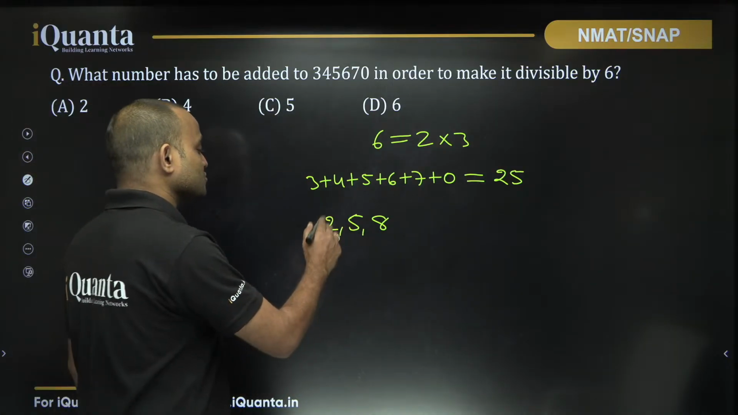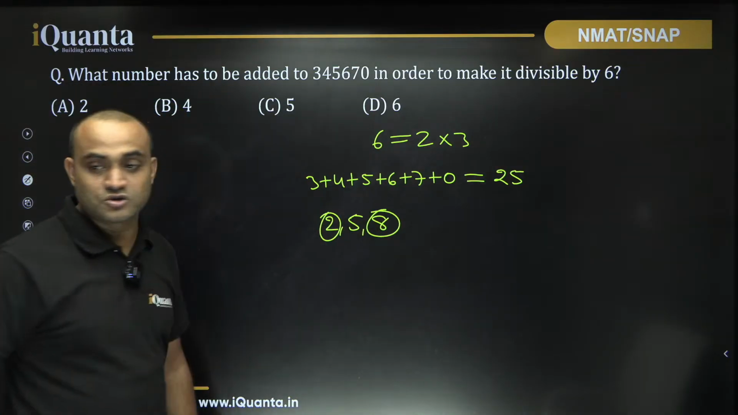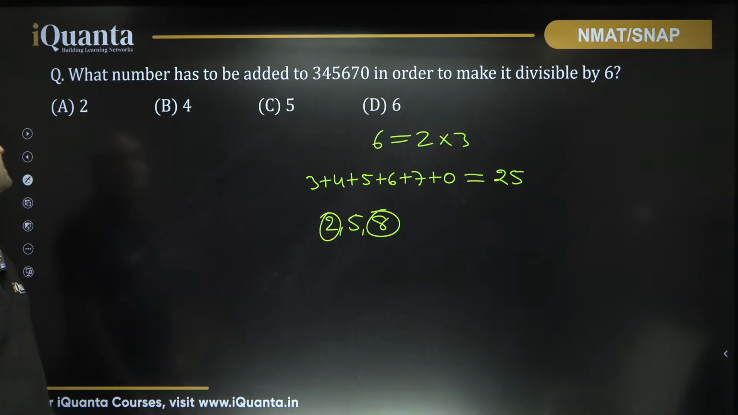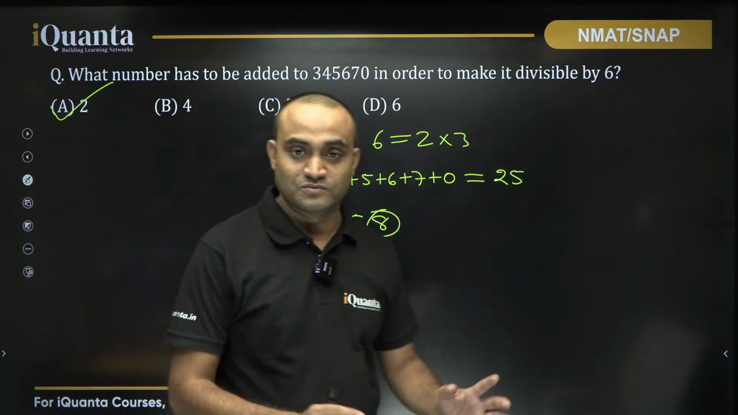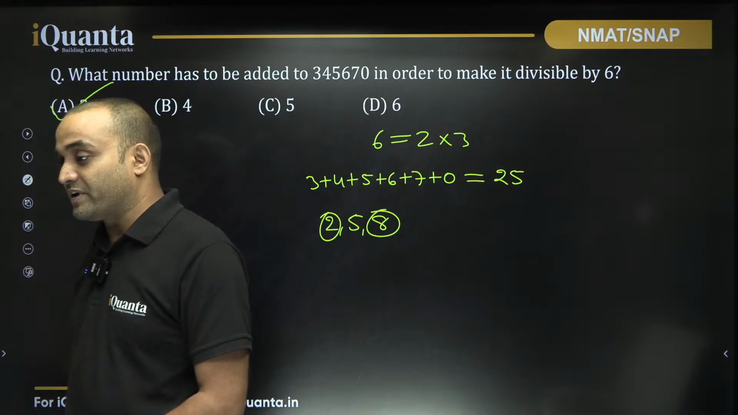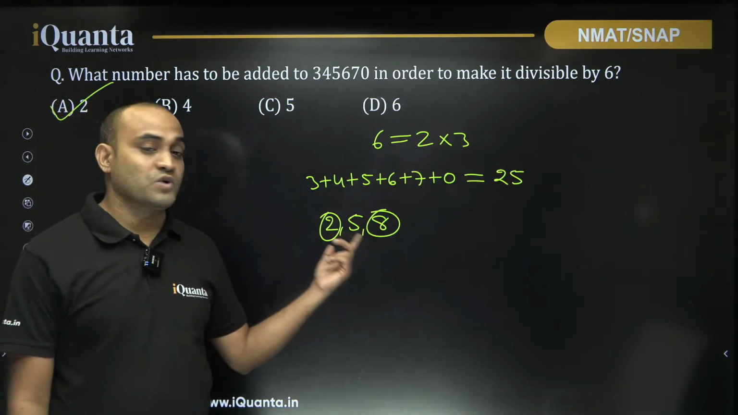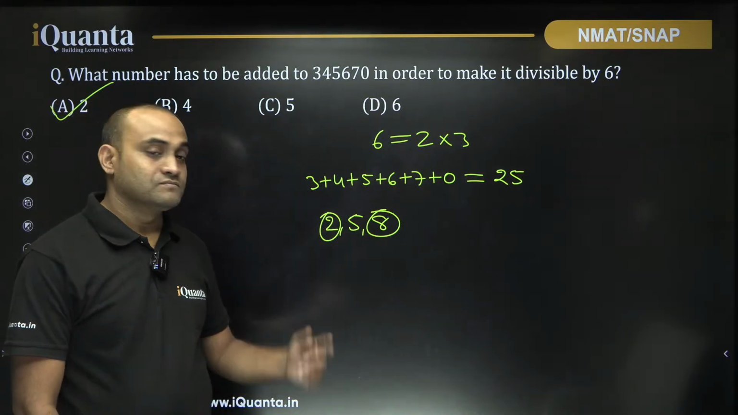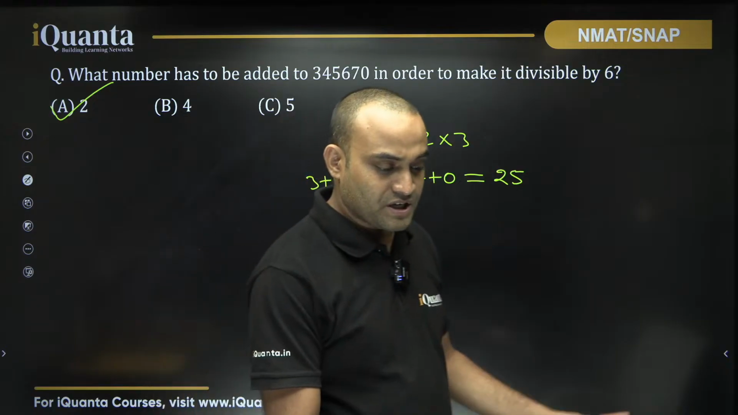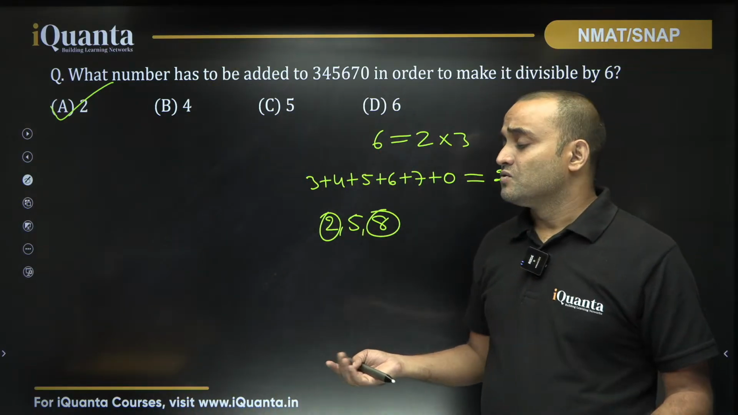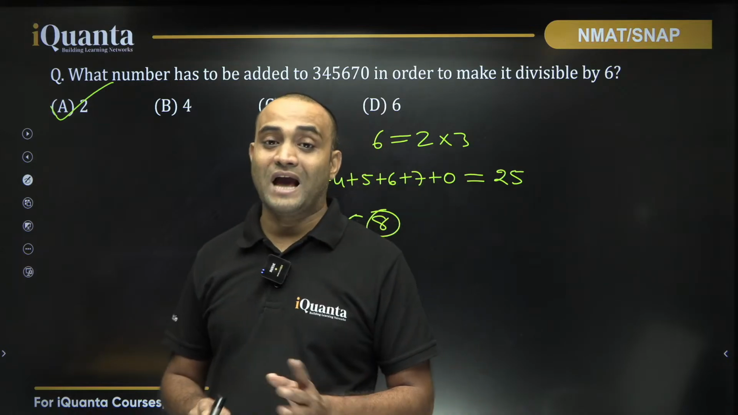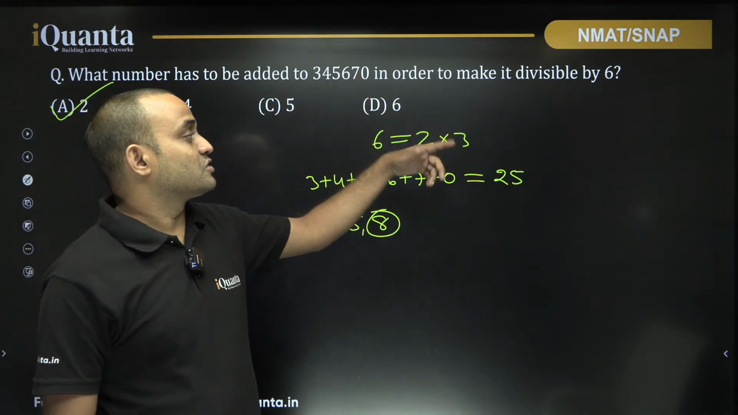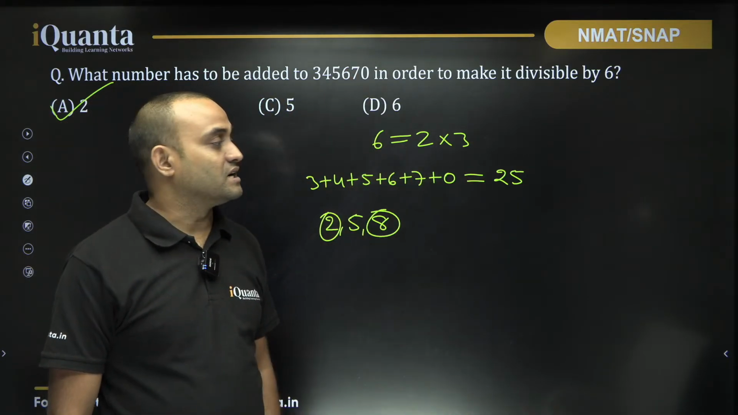So either we should choose 2 or we should choose 8. In options it says what number has to be added. So option A, which is 2, and that's your answer. Although there will be two different answers, 2 and 8. So there could be different questions like what should be the product of all the numbers that could be added to this number to make it divisible by 6, right? Single digit number.